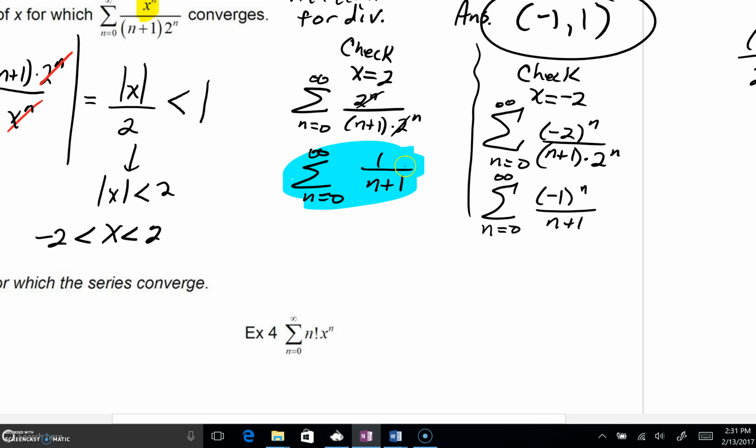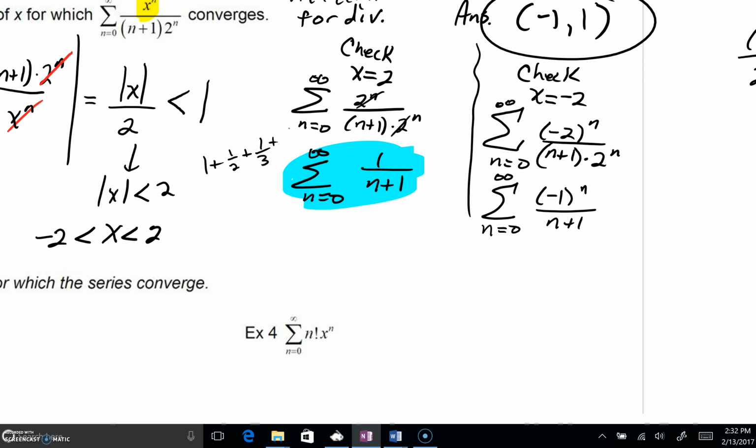Plug in a 0. You get 1 over 1, that's a 1. Hey, plug in n equals 1. You'd get 1 plus 1 is 2. You'd say, oh, that's a half. Plug in n equals 2. 2 plus 1 is 3. You'd get 1/3. You get the idea. What does that look like? It is the harmonic series.